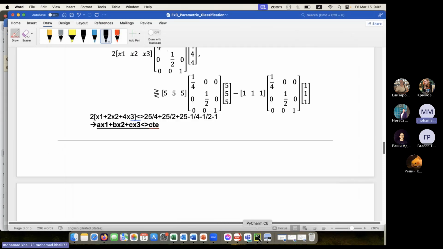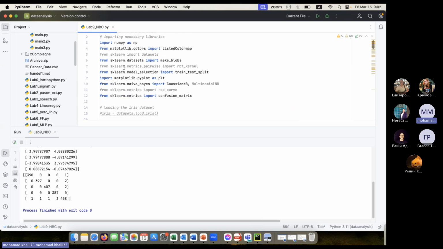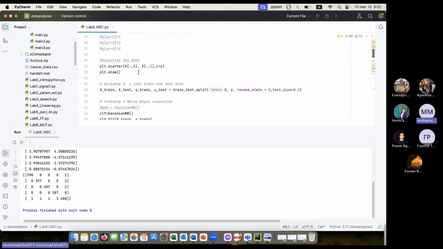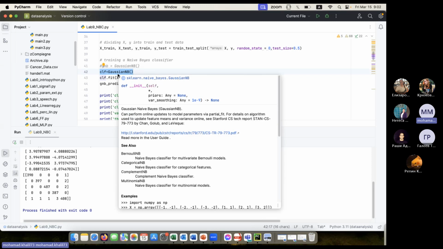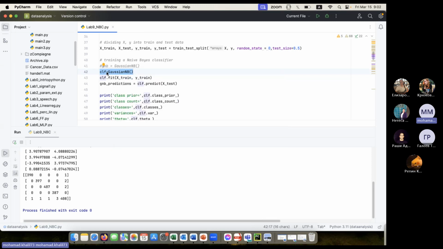Exactly. Look, you will see it later. In practice, you say clf equal GaussianNB. You see what this means? This means that you suppose that your data are Gaussian. That's what this means. What does this mean in practice? Very good question.